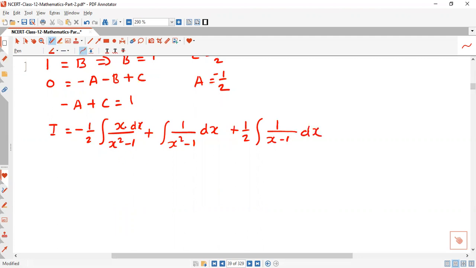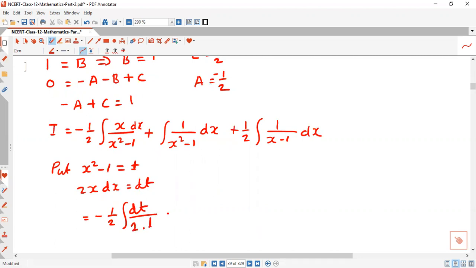Here in the first part, the rest two parts are the formula based only. And the first part we need, we put here h square minus 1 equal to t. So we see 2h dx equal to dt. So the first part becomes what? Minus half dt by 2h dx, dt by 2 into t, plus we can solve this one, 1 upon h square minus a square.